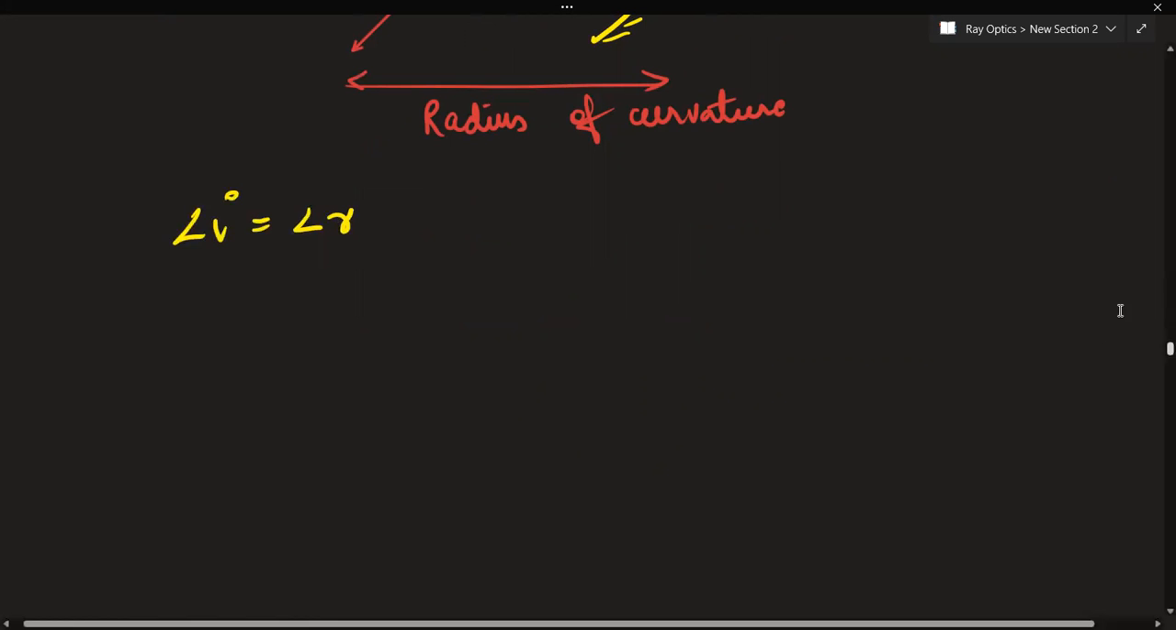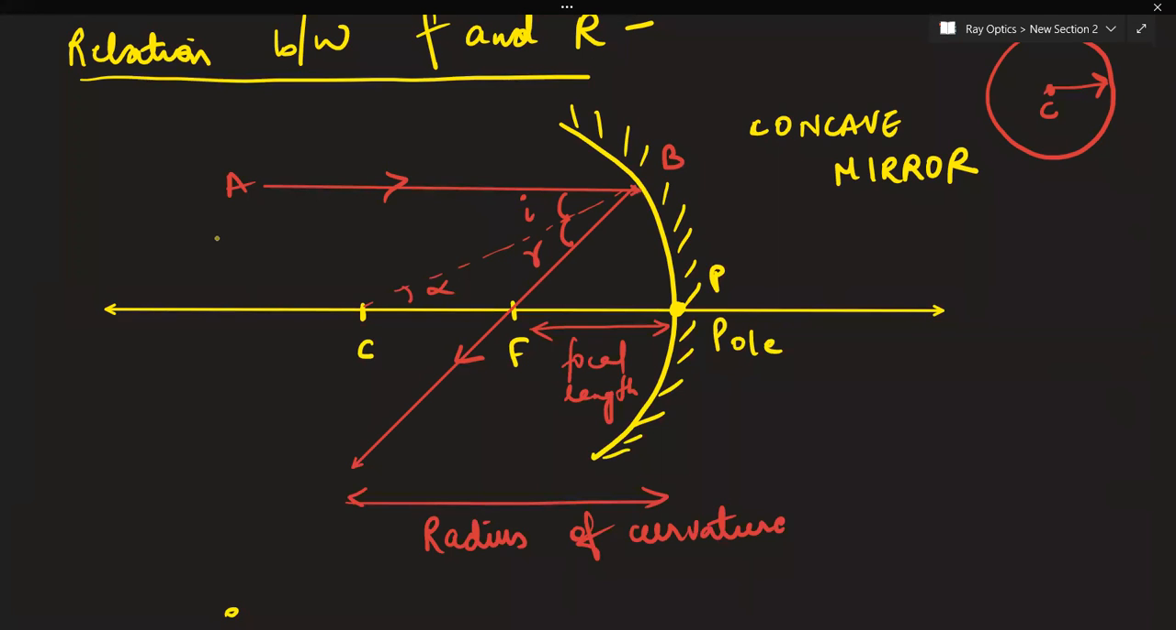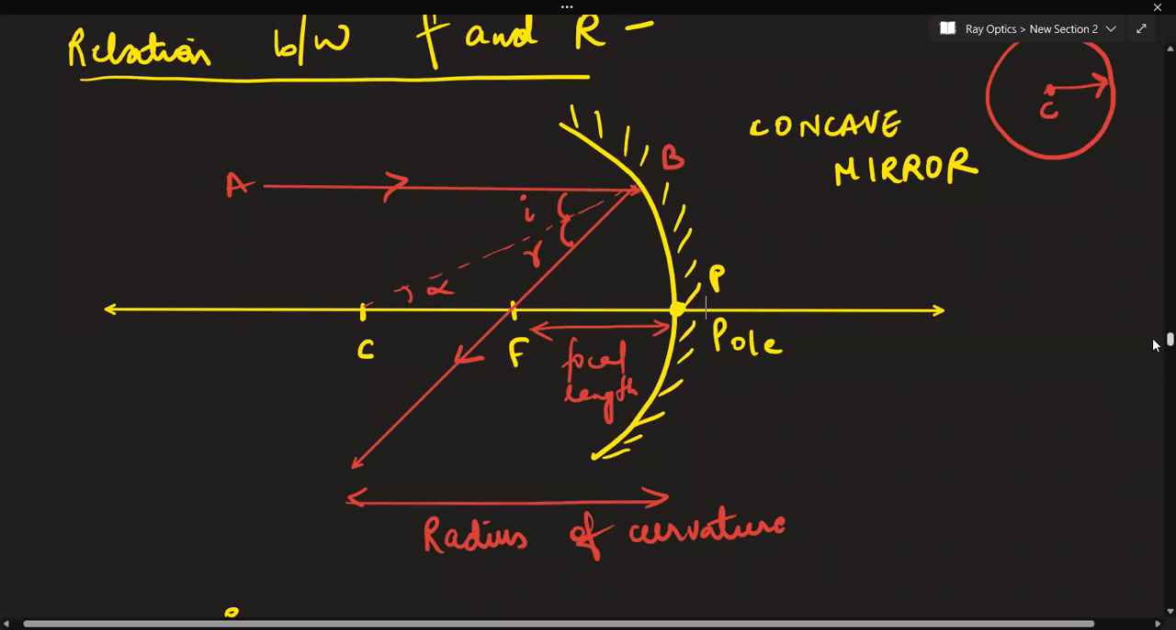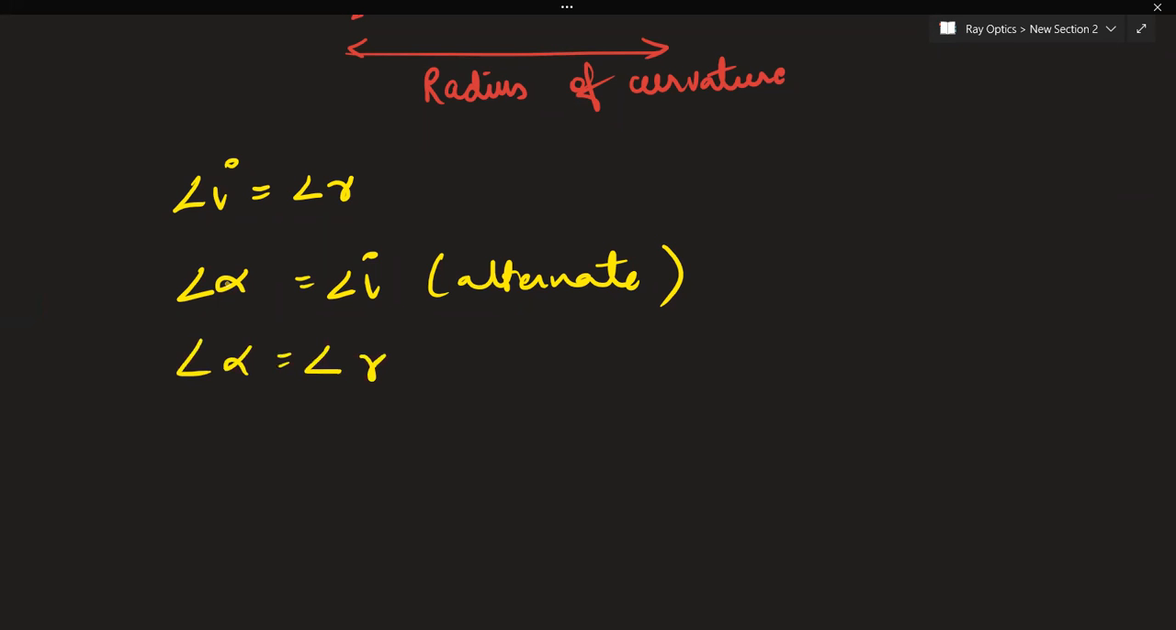Now see, if you see this mathematically, this ray AB is actually parallel to this PC. Let's say the pole is P. So both these lines are parallel, so this CB acts as a transversal. So what type of angles are these? Angle I and alpha. These are alternate angles, so they will be equal. So angle alpha will be equal to angle I because of alternate angles. And since angle of incidence is equal to angle of reflection, alpha will be equal to angle of reflection also.